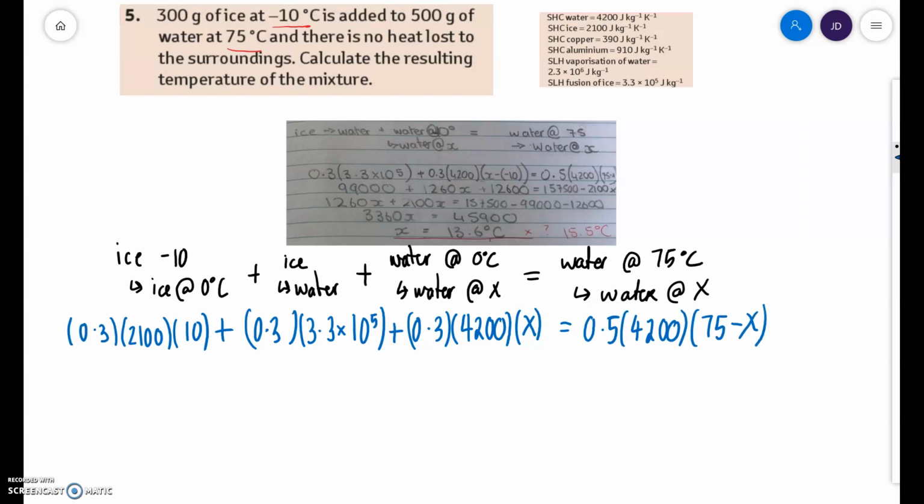So the only thing to be careful with is you have to break it into 3 stages if the ice is below 0 degrees.